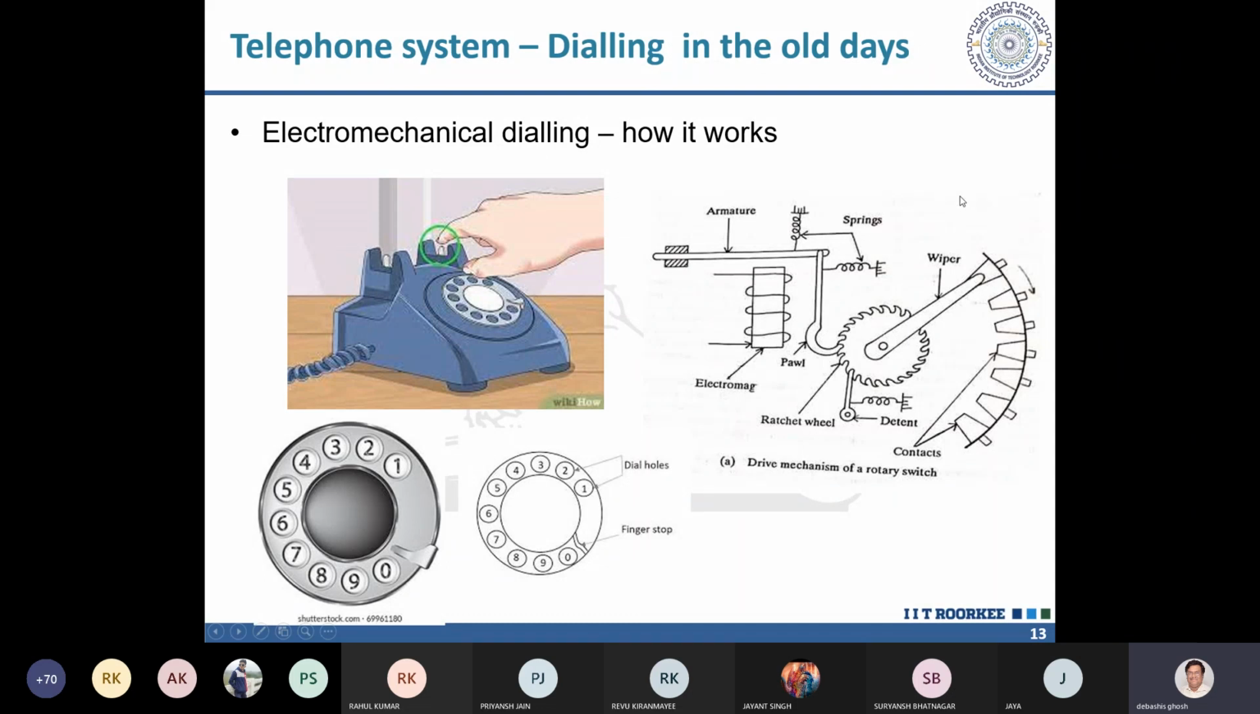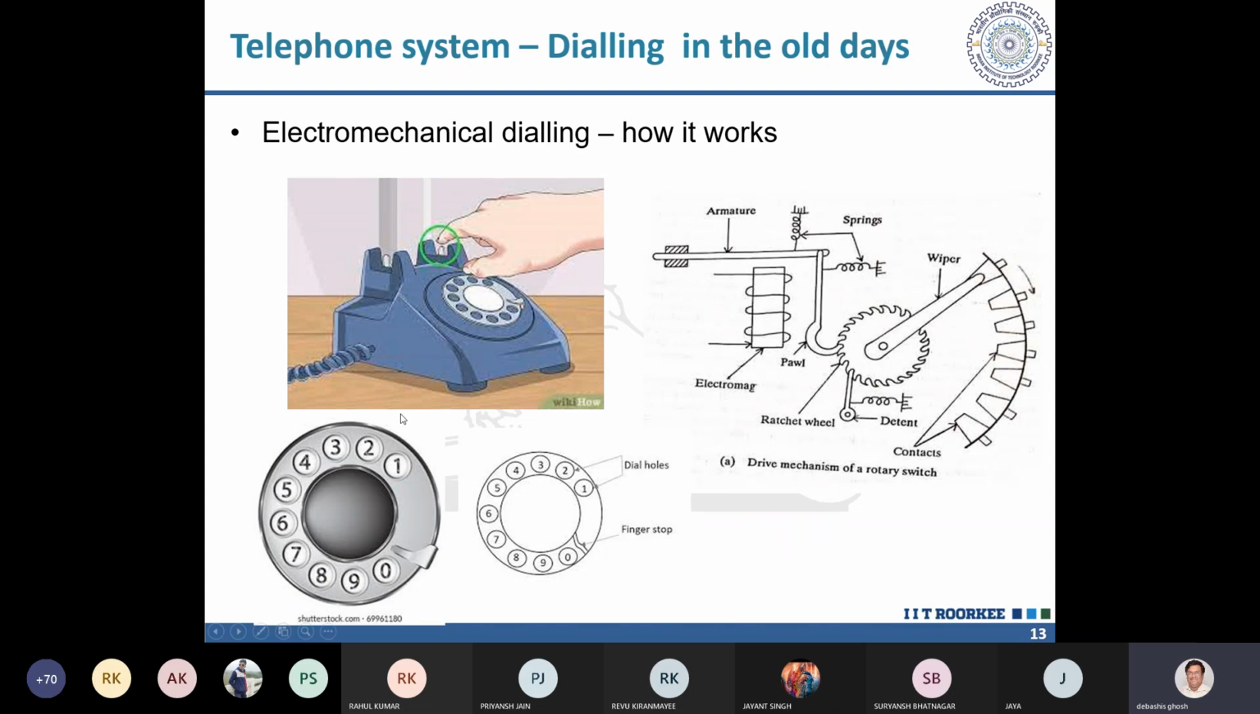Okay, it will connect you to the called person. Now for simplicity, just assume that there are 10 people in the locality and each person has a single digit phone number: 0, 1, 2, 3, like that. So a maximum of 10 people are there. Now suppose you are calling a person whose phone number is 4.